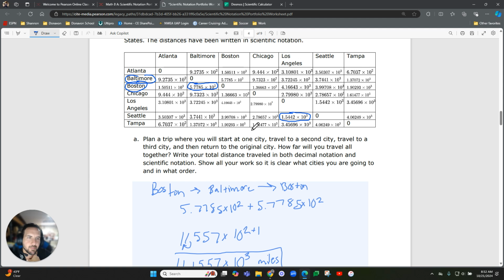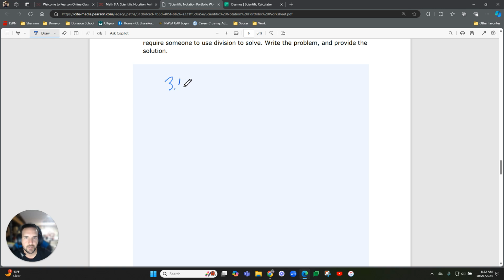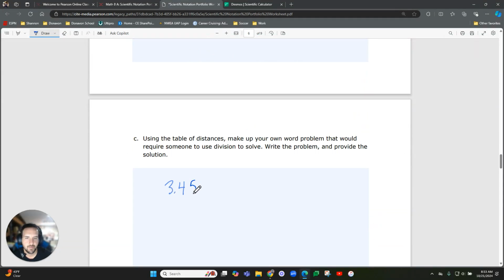So this is going to be a weird one. We're going to do, someone's flying from Los Angeles to Tampa. I'm going to just write this number down real quick. 3.4569, that's such a crazy number. Oh, I forgot the number already. 5696 times 10 to the 3rd. Okay, so that is the distance from Los Angeles to Tampa.